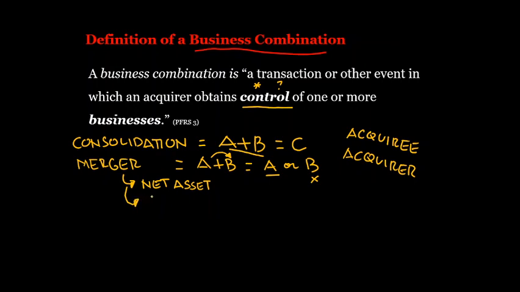And then you also have yung merger wherein your stocks are being acquired. So you have consolidation, A plus B equals C, and merger, A plus B equals A or B. We also have one more. This is now by stock acquisition.